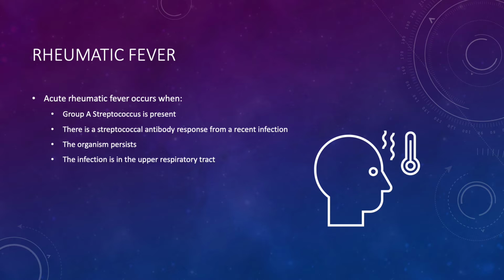When does rheumatic fever occur? Acute rheumatic fever occurs when Group A streptococcus is present, there is streptococcal antibody response from a recent infection, the organism persists, and the infection is in the upper respiratory tract.